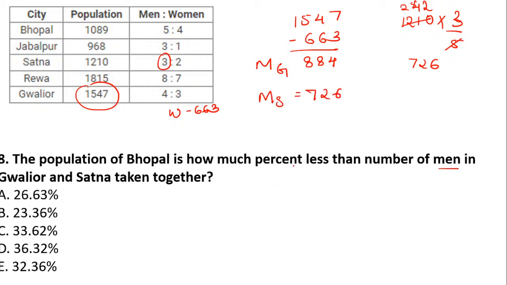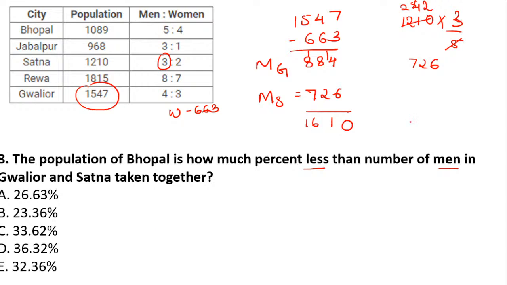Now you want to find out how much percentage less, means percentage decrease they are asking. What are they asking you, students? Decrease. So first let me add the number of men in Gwalior and Satna. When I add these two numbers, I am going to get 1610. Okay, 6 and 4 is how much? It is 10. 8 and 2 is 10. 10 and 1 is 11. 8 and 8 is 16. So here 1610.